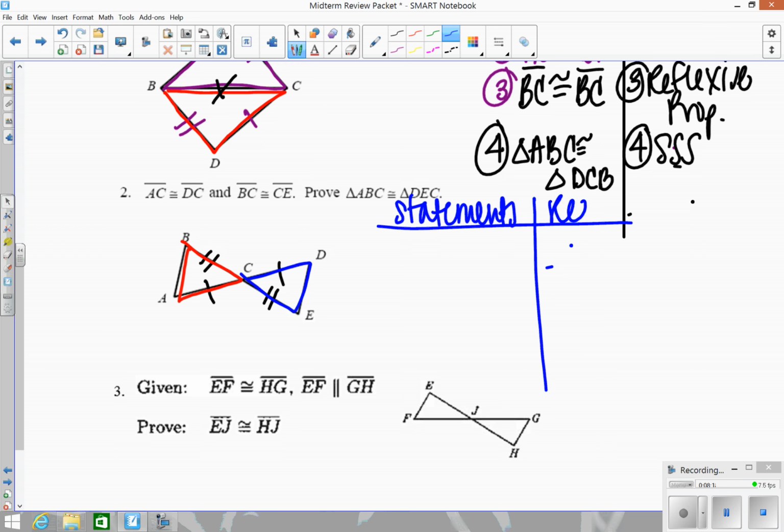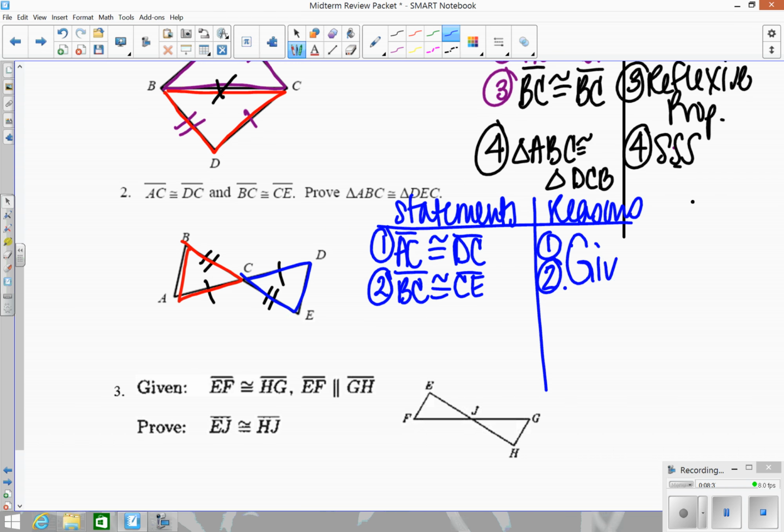Statements, reasons, and write your givens. So based on my givens alone, I can't really make any further conclusions. So whenever you've used up your givens and there's no further conclusions you can make, this is where you want to go in the diagram and start looking for what kind of conclusion you can make from the diagram.